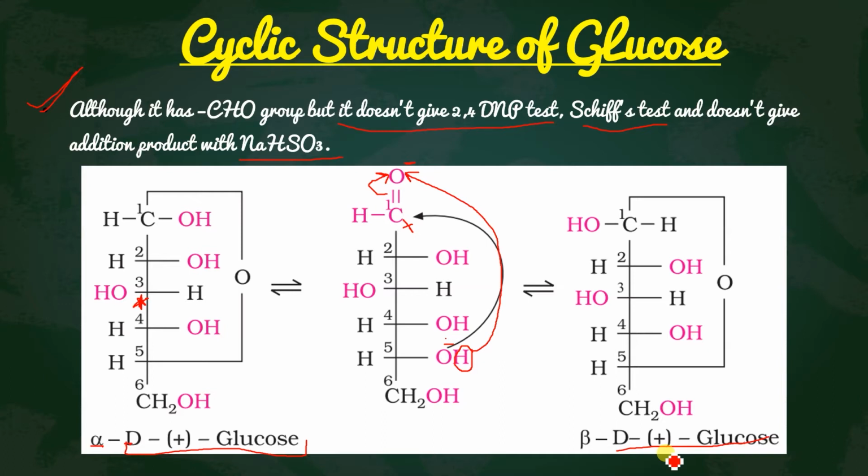And two important things I have told you in this slide: these 3 reactions, the 2,4-DNP test, Schiff's test, and the addition product with NaHSO3, cannot be given by the open structure of glucose. Okay, first. And second thing I have told you is that on glucose, all the OH groups are on the right side except the third carbon OH. Okay, and one more thing, the third thing I have told: if the OH group on the first carbon is inside the ring, it will be alpha, and if the OH group on the first carbon is outside the ring, it will be beta. Got it? So these are the 3 important points for this slide you should learn.